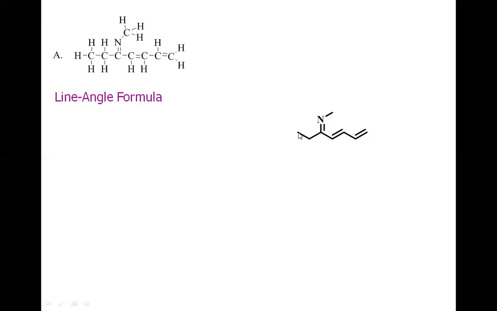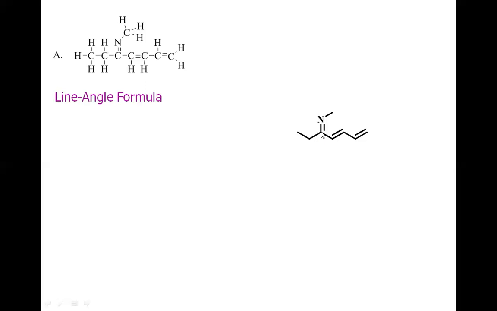Hydrogens are also not shown, but hydrogens are assumed to be present. For instance, this terminal carbon, which is connected to this carbon, must have the 3 hydrogens attached to it because of the satisfaction of the 4 valencies of the carbon. However, if you look at the second carbon, it is directly connected to this right-handed carbon and this left-handed carbon. So 2 valencies are satisfied with the carbons, but 2 valencies are remaining, which should be satisfied with the hydrogens which are hidden.